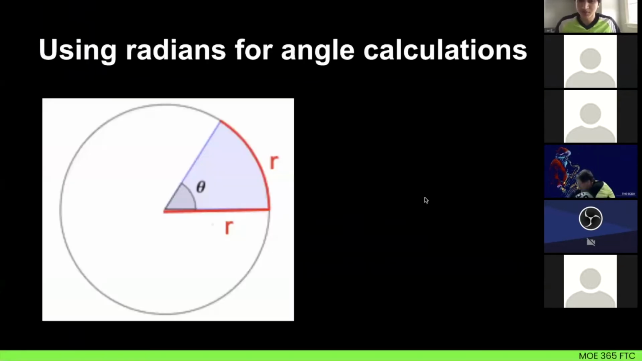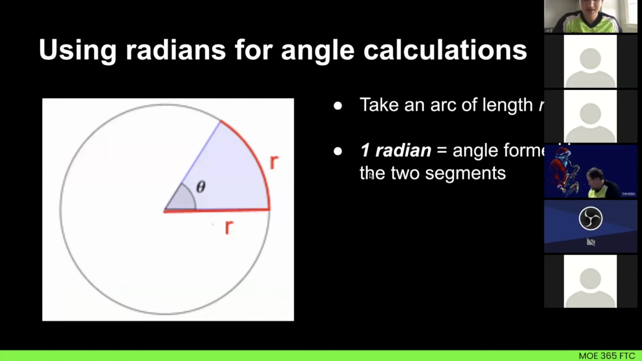So you guys may be familiar with radians, which you may have found out about in school. But the basic gist of it is that we want to measure all of our angles when doing odometry in radians instead of degrees. And if you look at this diagram here on the left, if we take an arc of length r, meaning we have this red line on the outside of the circle, that's the same length as the radius of the circle. So the two red lines here, r and r, are the same distance. That angle formed by that arc is 1 radian.